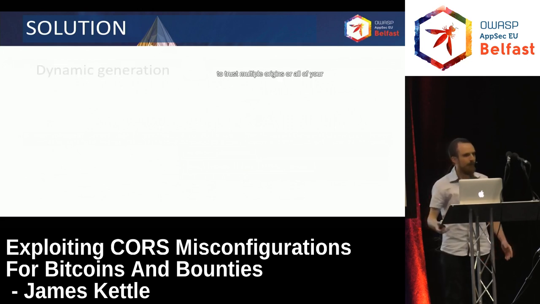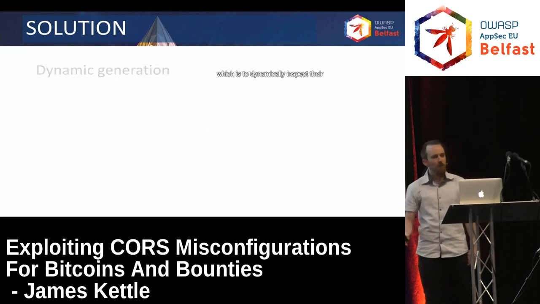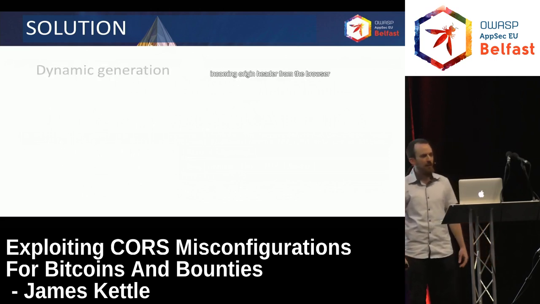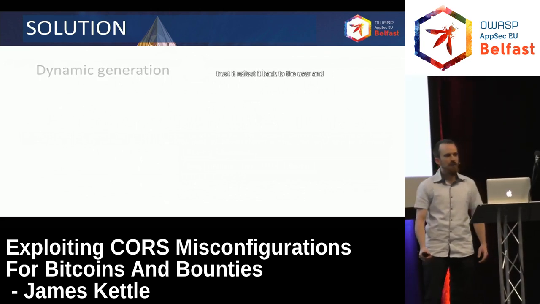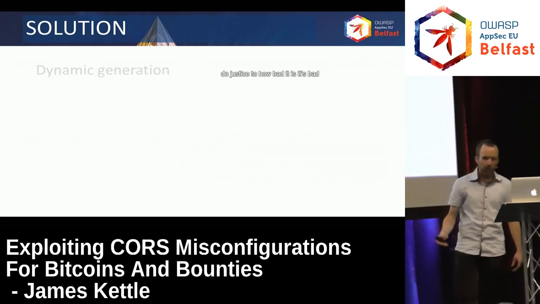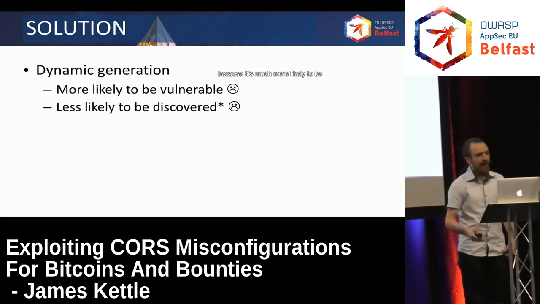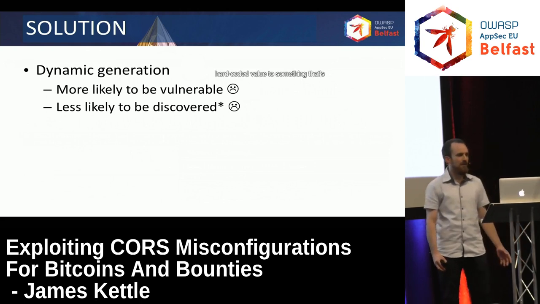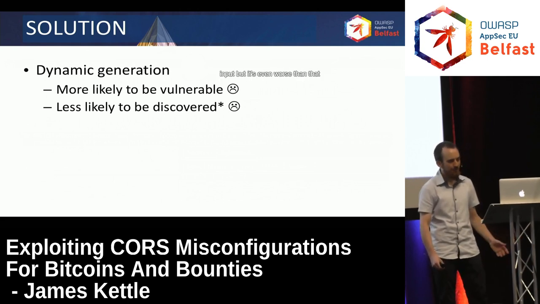So what do you do if you want to trust multiple origins or all of your subdomains? You've only got one choice, which is to dynamically inspect the incoming origin header from the browser and decide if you trust it, and if you do trust it, reflect it back to the user. And making that flash is the only way I can do justice to how bad it is. It's bad because it's much more likely to be vulnerable. You've gone from a static, hard-coded value to something that's dynamically generated based on user input.